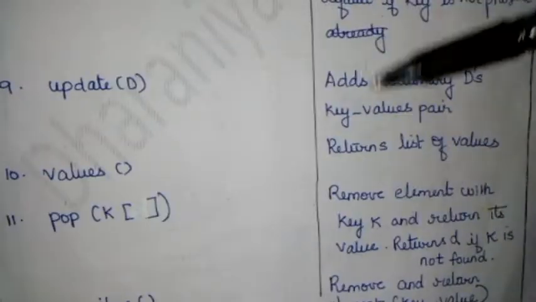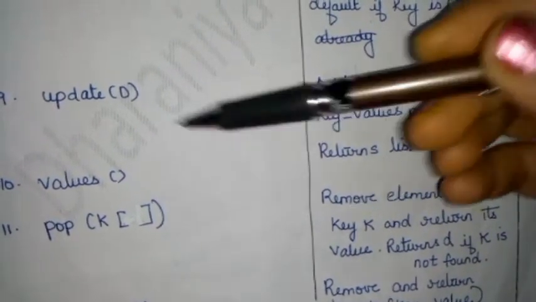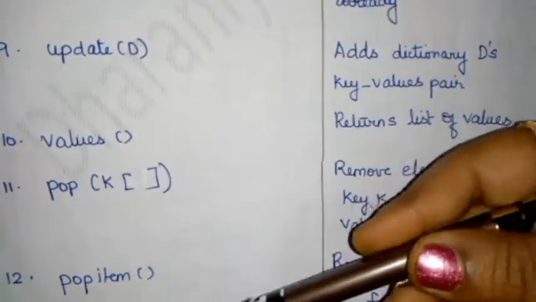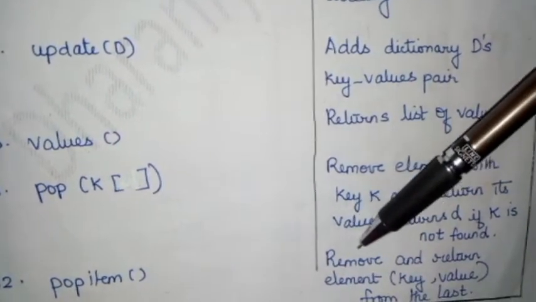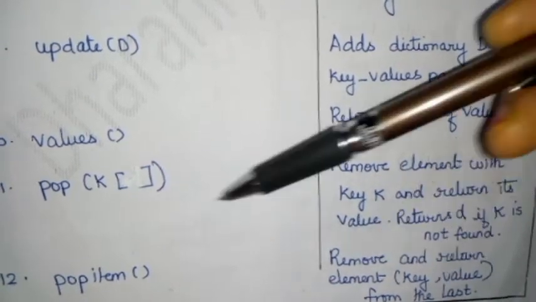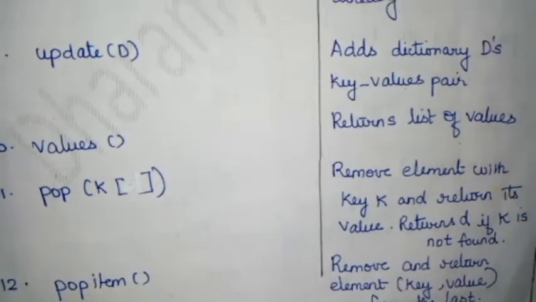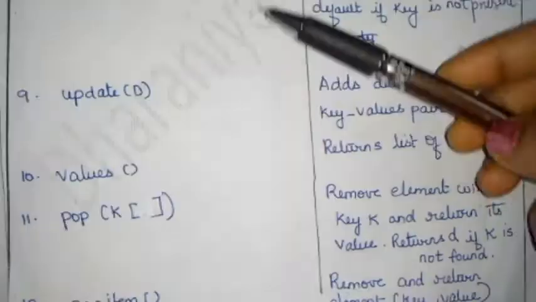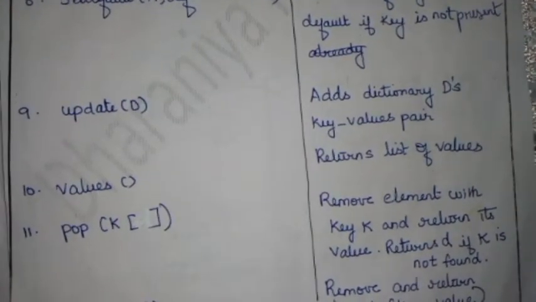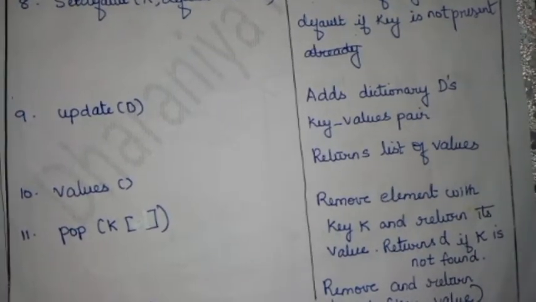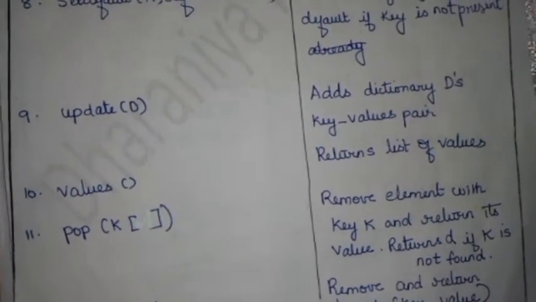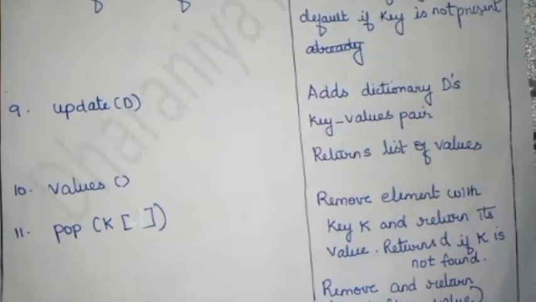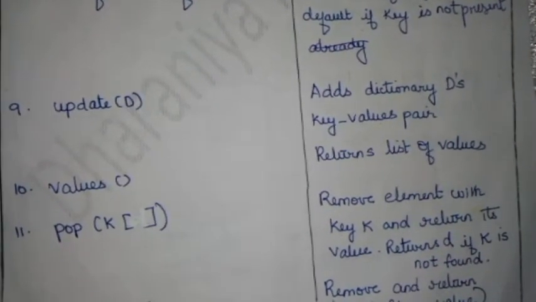Next is pop(k). It removes the element with the key k and returns its value. Next is popitem. It removes and returns an element from the dictionary. So these are the various methods. Now with examples, you'll understand each and every method very clearly. You might have understood only a little so far, so now we'll see with examples so that it will be very clear for you.